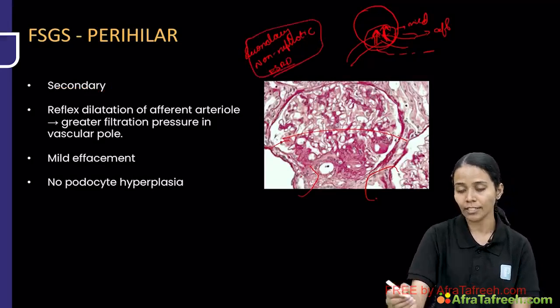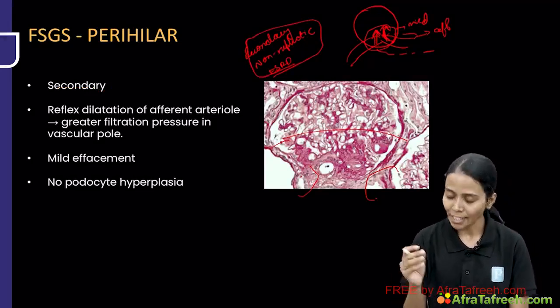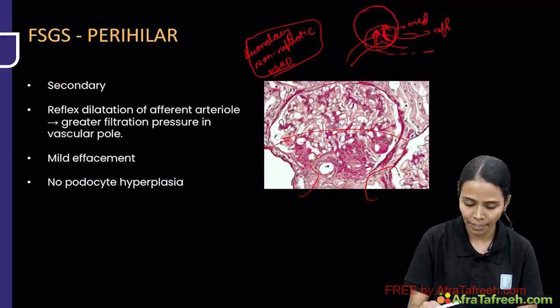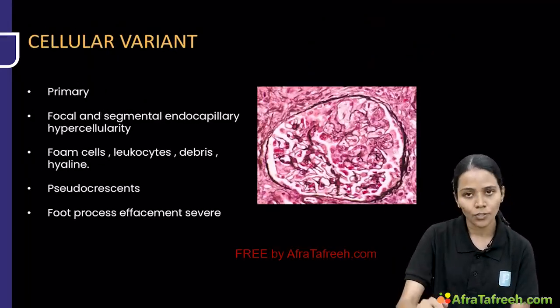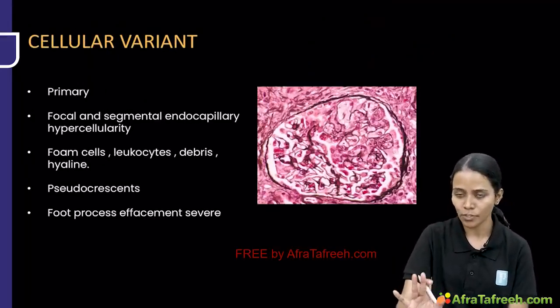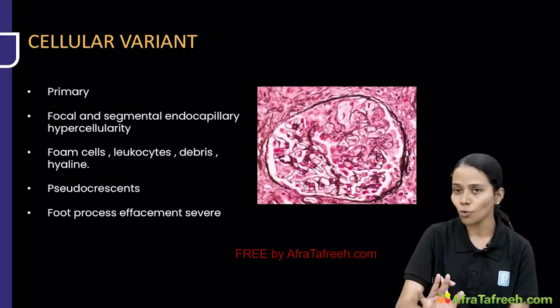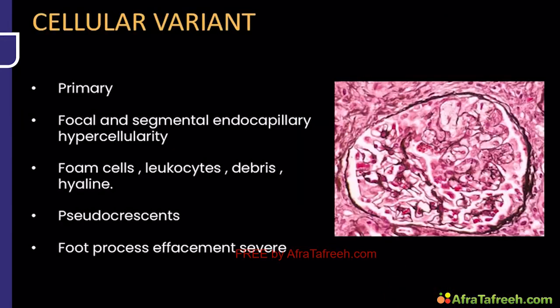Okay, so these are the characteristic features of secondary FSGS causing perihilar lesion. Next, coming to cellular variant. Cellular variant is mostly primary, that is, no cause can be identified. There is going to be endocapillary proliferation. There is going to be some hypercellularity and it's going to invite some leukocytes, debris, foam cells.